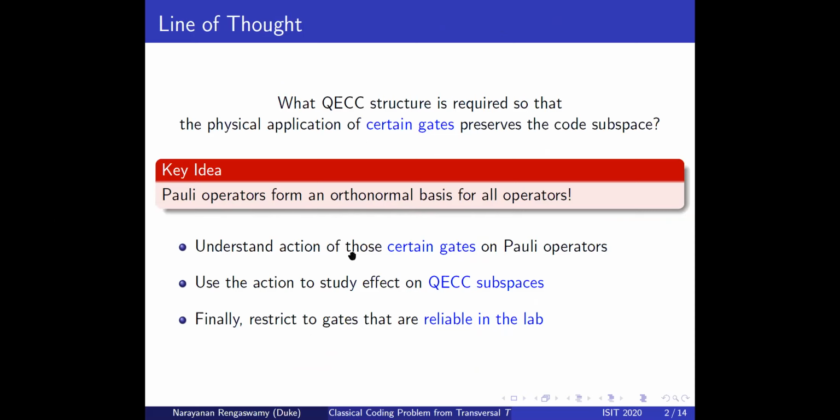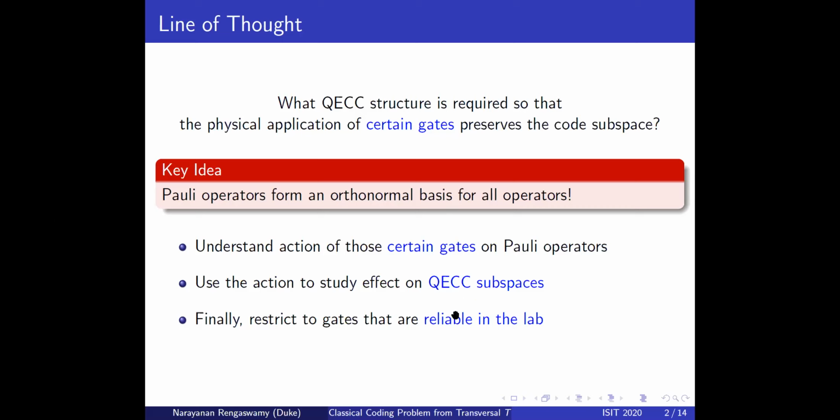Now, we have three steps. So you pick some gates. I'm being vague here, but this is just to emphasize that although the talk is about T-gates, there is in principle a general recipe that you can use. So you take whatever gates you're going to do in the lab and understand their action on Pauli matrices, which form a basis, and then use this action to understand how these gates affect the code subspace, and then you derive conditions for when the code subspace is preserved.